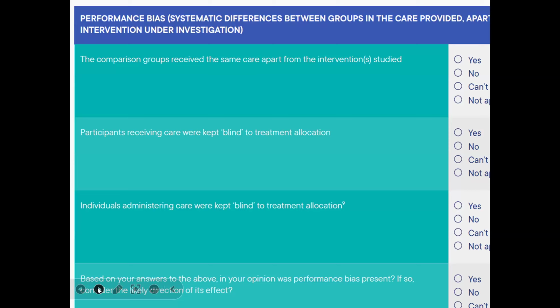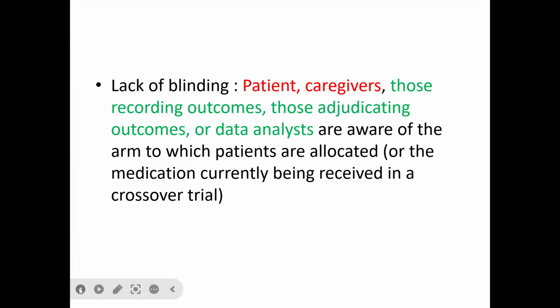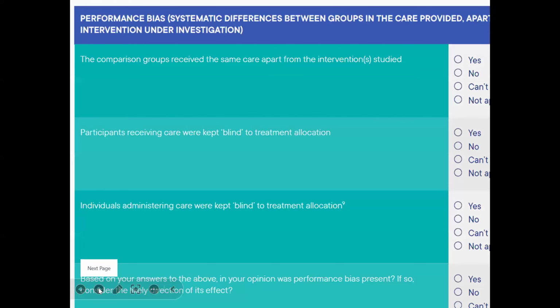So based on your answer to the above, in your opinion, was performance bias present? If so, is it likely to affect the outcome, and what is the direction of the effect? It's difficult to say whether performance bias was present or not. But I think we can say that it did not affect the direction of the effect, because this was part of the study and that was the intervention group which had to be there. Next, please.